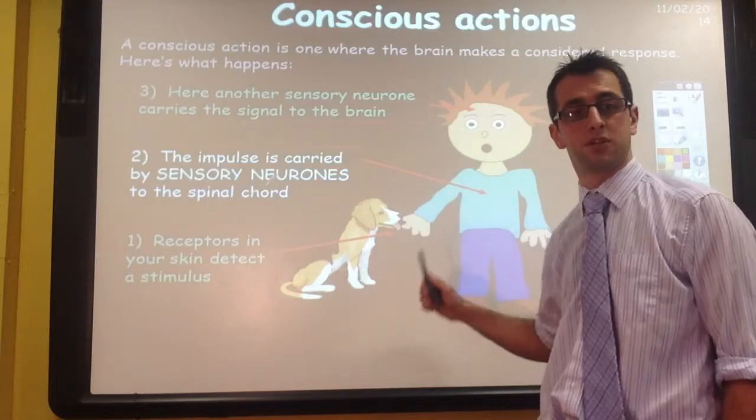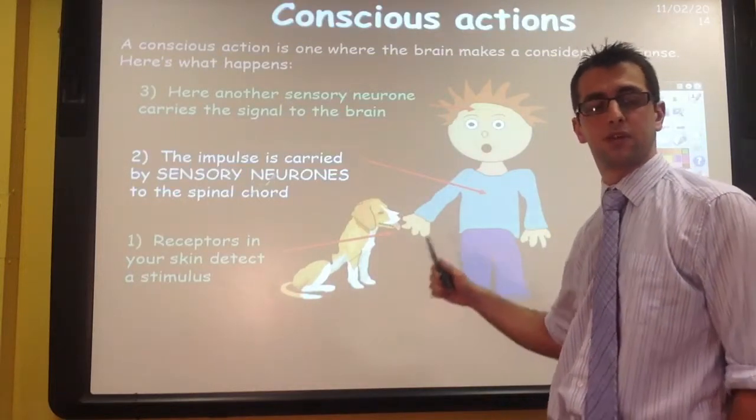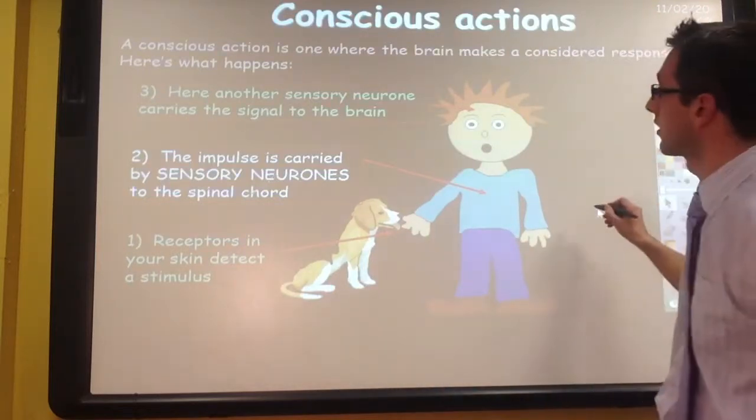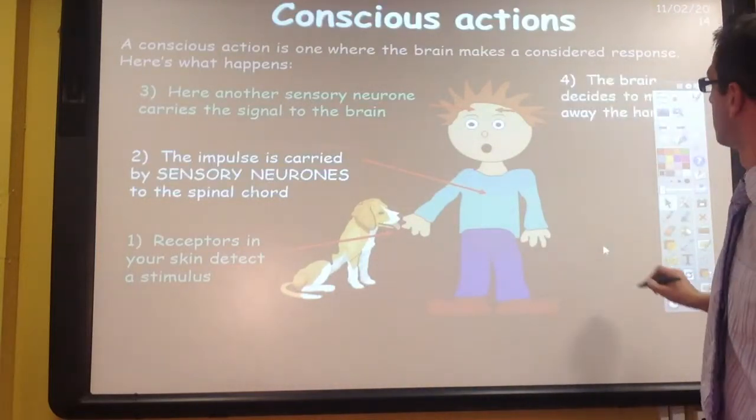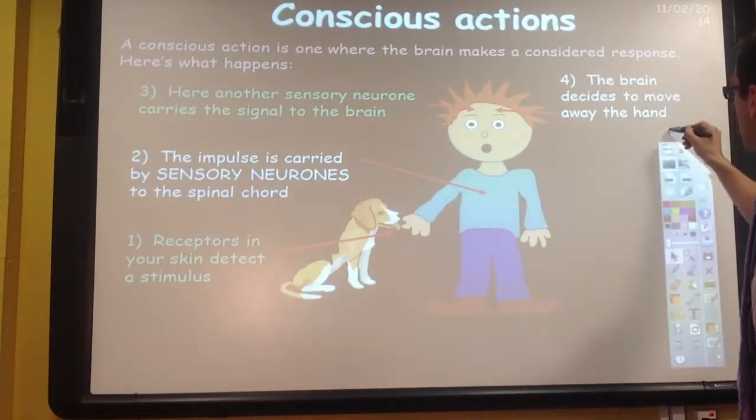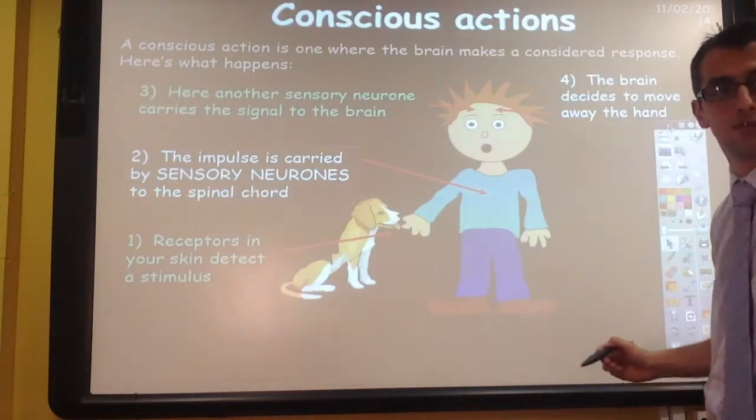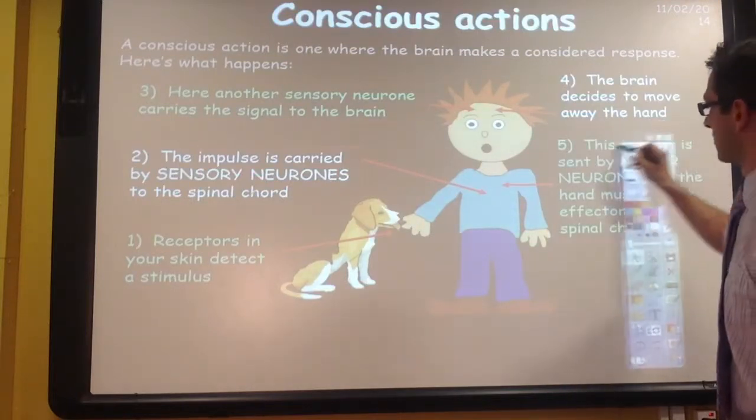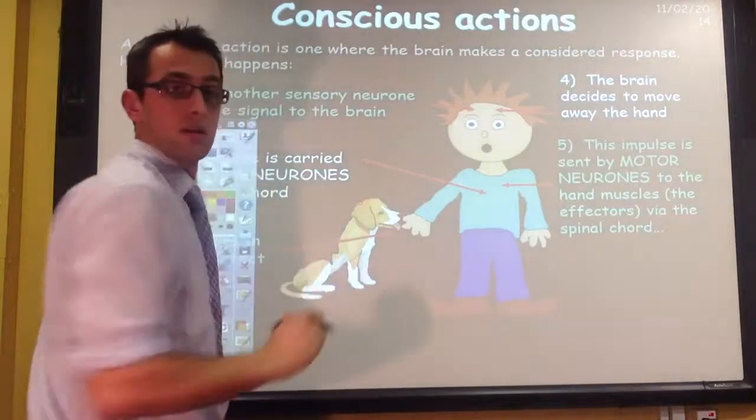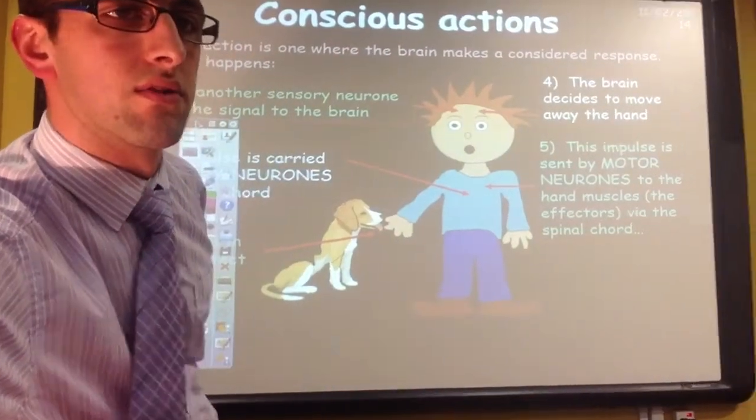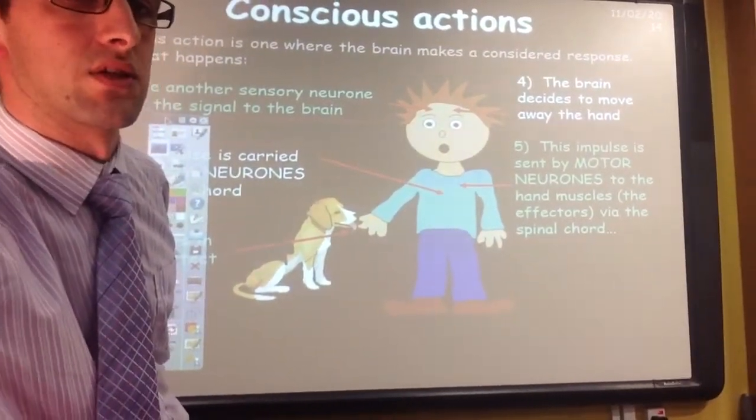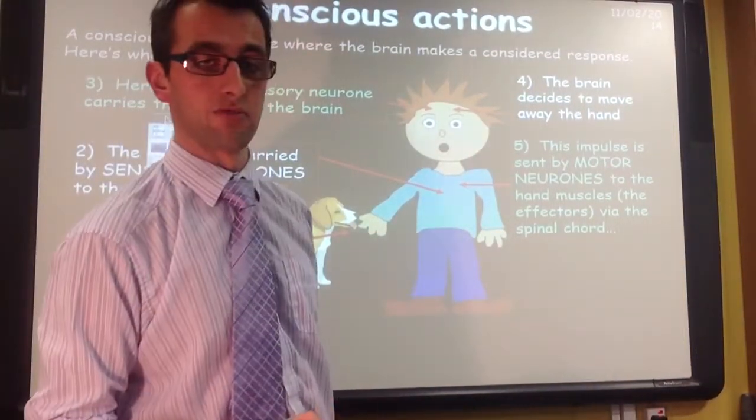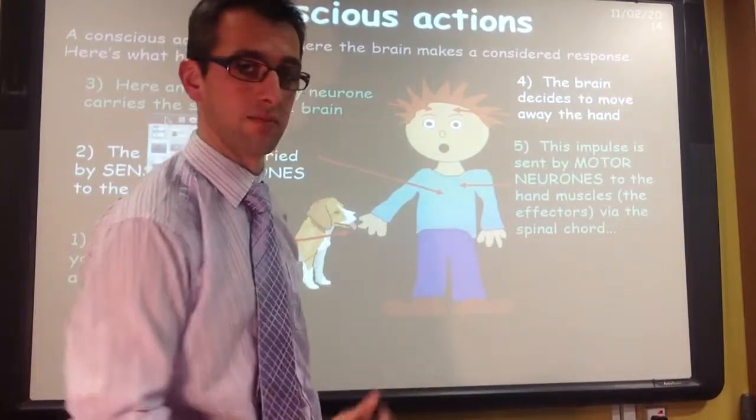Conscious actions must go to the brain because a higher order of processing is required. From there, the brain has to decide what to do with it, maybe move the hand, whatever it may be. And finally, an impulse must be sent off to the motor neuron, whereby the response can be carried out, such as movement.